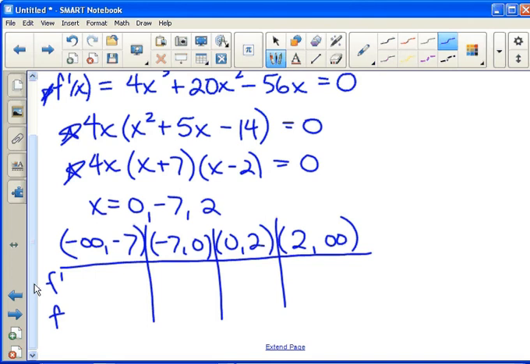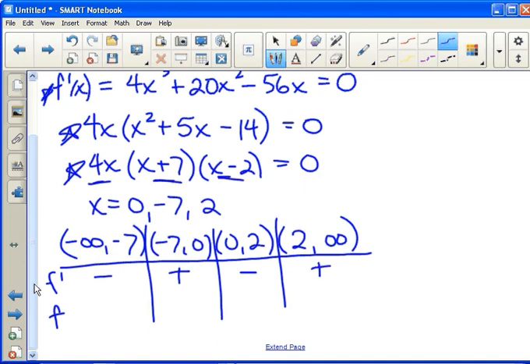If I plug in a negative 5, I get a negative, positive, negative, making a positive. If I plug in 1, I get positive, positive, negative. If I plug in 3, I get positives everywhere. Now the negative in the derivative implies the original is decreasing.